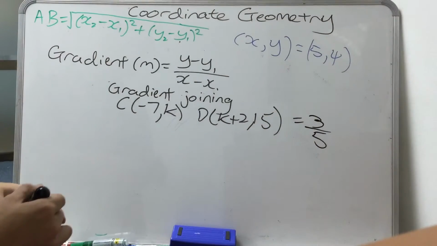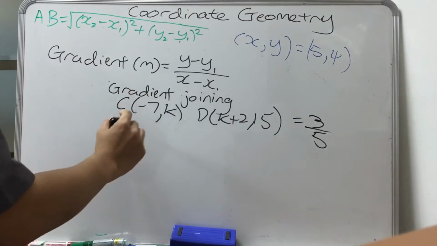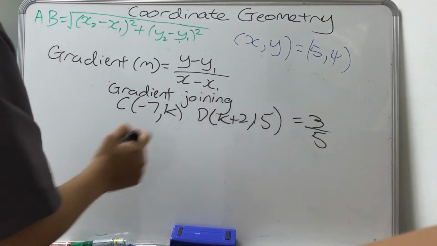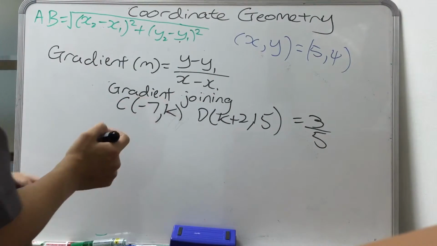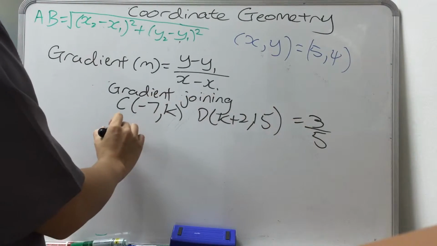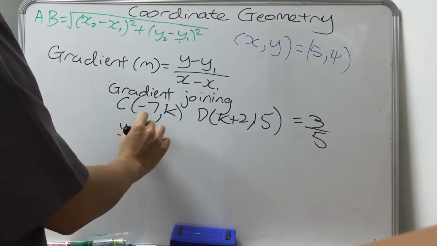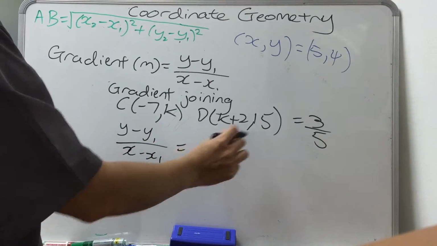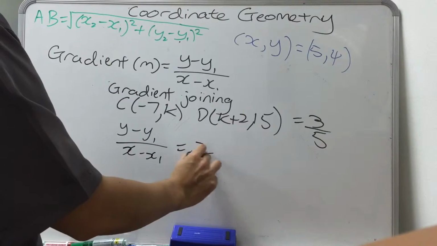Okay, so what does this mean? This means that (y minus y1) over (x minus x1) equals 3/5. Find k. So how do we do this? Gradient is (y minus y1) over (x minus x1). This is given as 3/5.